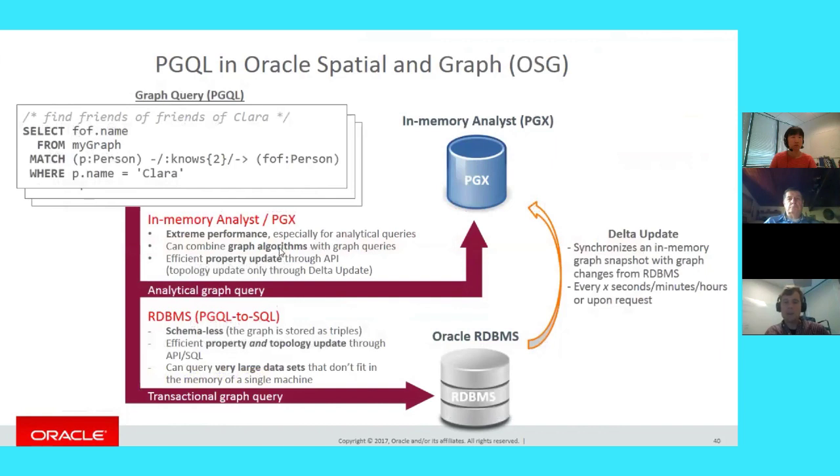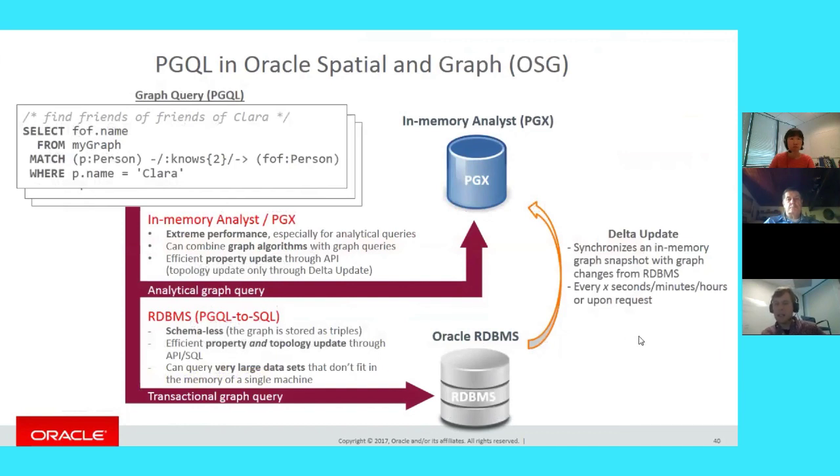Another benefit of using the in-memory analyst is that you can combine the queries with graph algorithms, because PGX has a bunch of built-in algorithms like PageRank. You can also do limited property updates in memory. So you can update properties, but for example, you cannot easily update vertices and edges, like insert a new vertex or insert a new edge. The only way to do this is through this delta update, which you see on the right here.